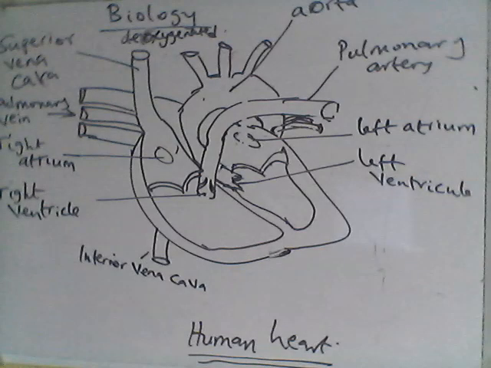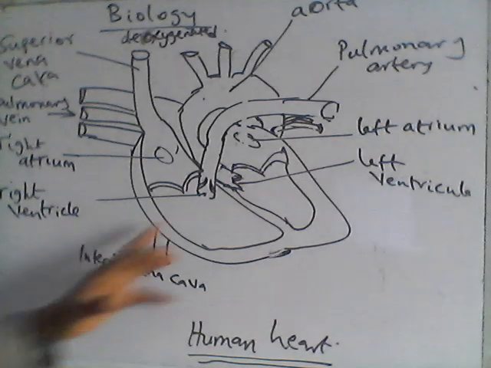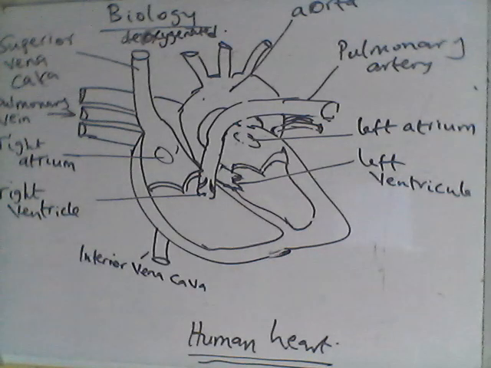You understand? Okay. And the pulmonary vein also is just like veins coming into the left atrium. The left atrium. Okay, this is the left atrium. So you have the pulmonary veins. The function is to carry oxygenated blood from the lungs to the heart.